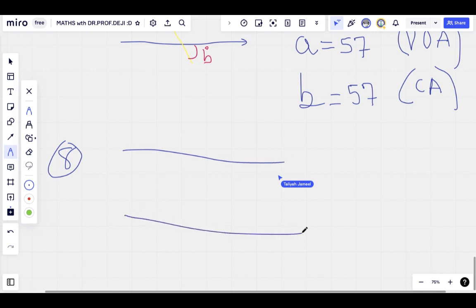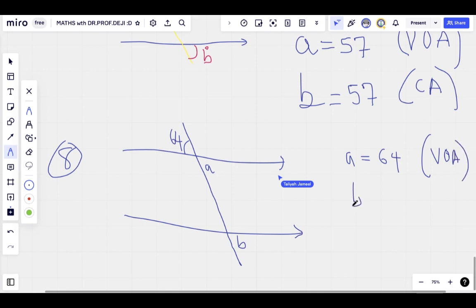I draw these two parallel lines. I have a line here. Here is 64. Here is 64. And here is A. And here is B. So they ask us to find A and B. So we say A is equal to 64. Why? Because they are vertically opposite angles. Because they are vertically opposite, VOA. Vertically opposite angles are equal.